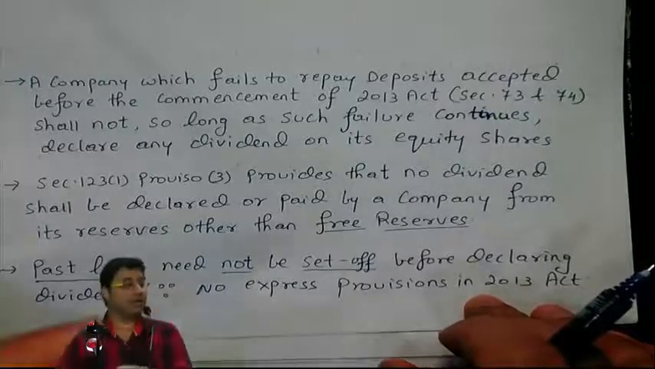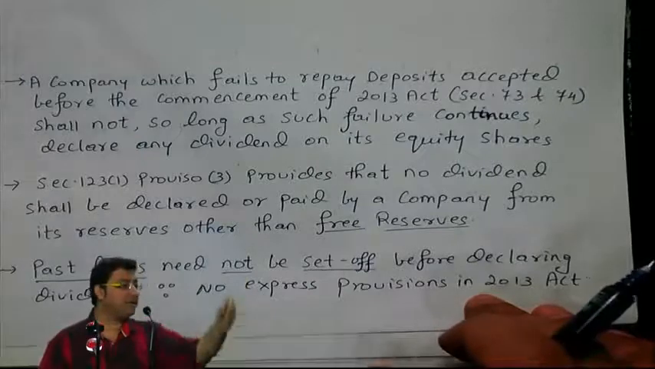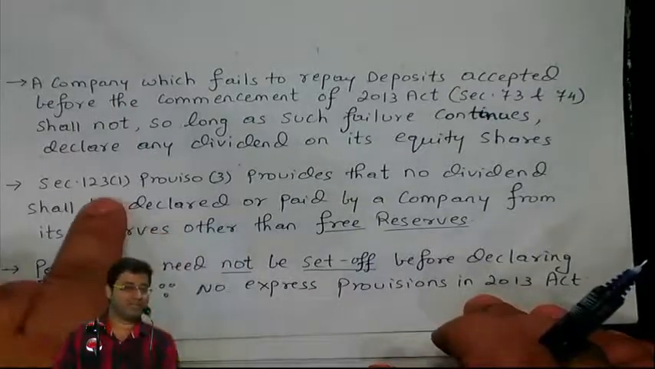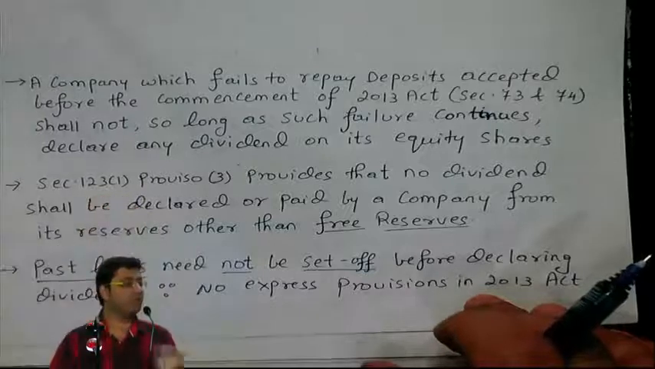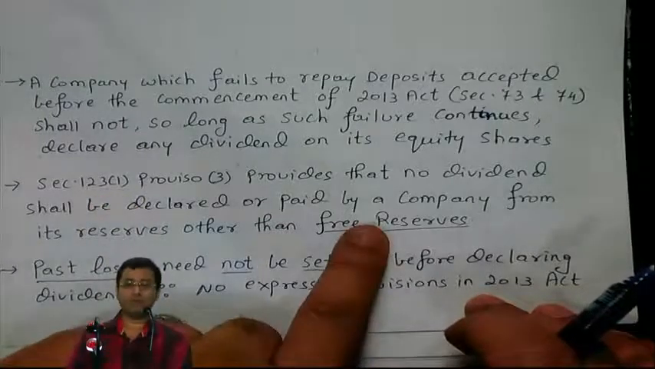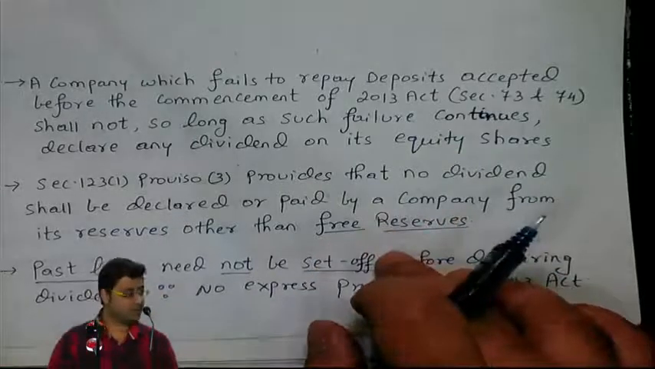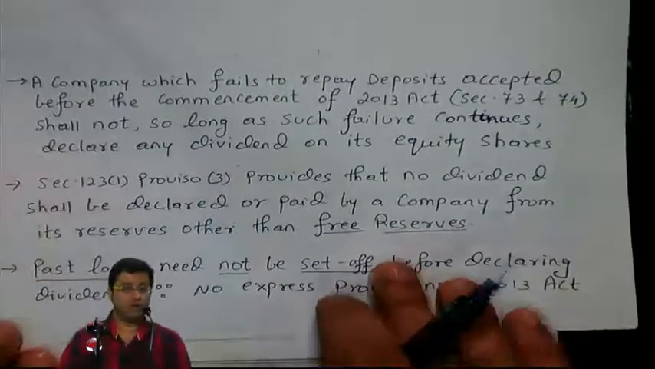Is it clear or not? That can be your exam question. Company gave dividends out of sale of land. So what is the answer? As per the new Companies Act section 123 subsection 1 proviso number 3, it is not possible for the company now because it can give dividends only out of free reserves. Is it clear? So now full clarity.